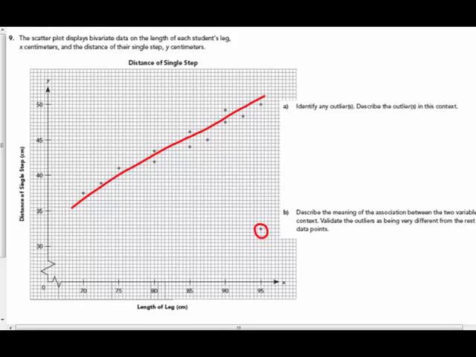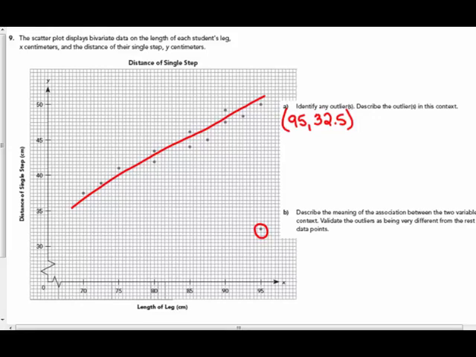So describe the outlier in this context. So I would say that it's for 95 centimeters. That's the point (95, 32.5), 32 and a half. Describe the outlier in this context.